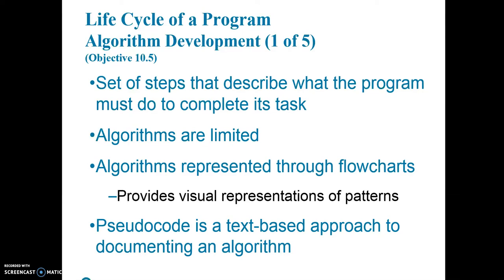When we come up with algorithms, basically we are telling the computer what to do step by step by step in order. Algorithms are often represented through flowcharts. The reason we create these flowcharts is to have a visual representation of the patterns, because we use a lot of patterns in coding. Then we also have something called pseudocode, which is a text-based approach to documenting an algorithm. So it's not actually code. It's sort of like the English version of what your code does, what your algorithm does.